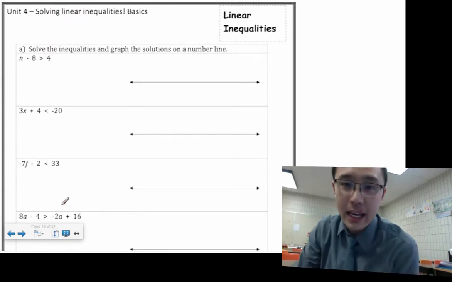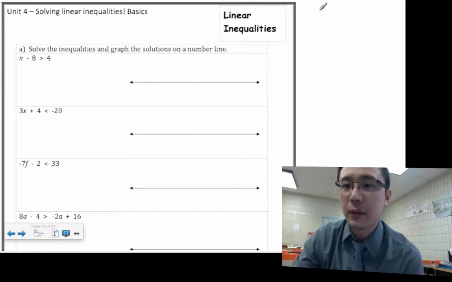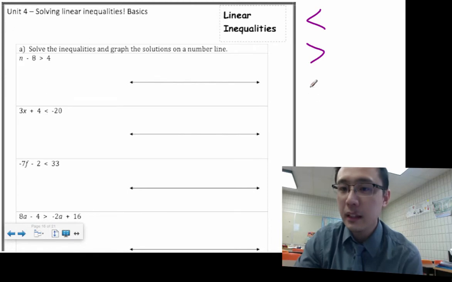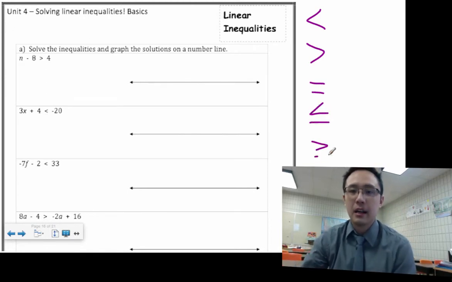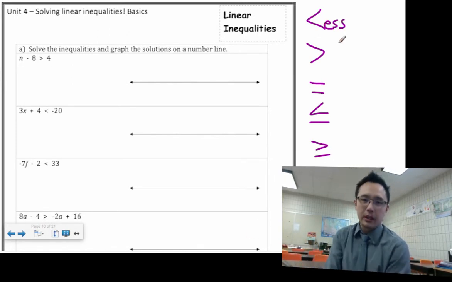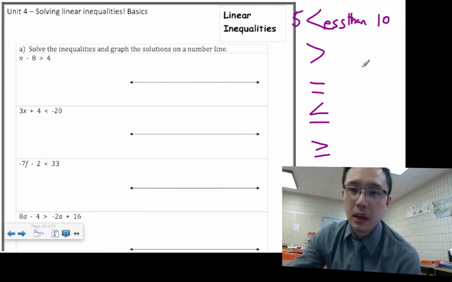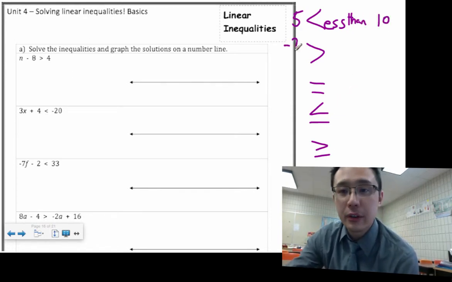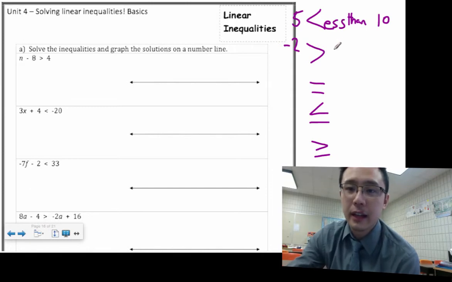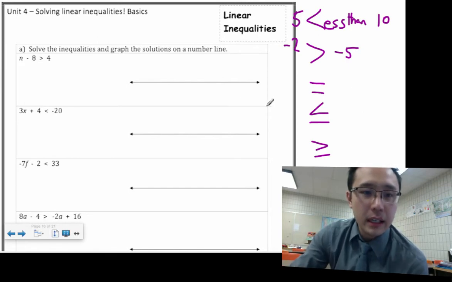The last part is the linear inequalities. This is similar to solving equations. Remember, we have signs that are less than, greater than, less than or equal to, and greater than or equal to. This one looks like an L, so it is less than. If you're confused, you can always put this in a sentence, like 5 is less than 10. Or -2 is greater than, because this is the opposite of less than, -5. That's what that means. So, solve the inequalities.